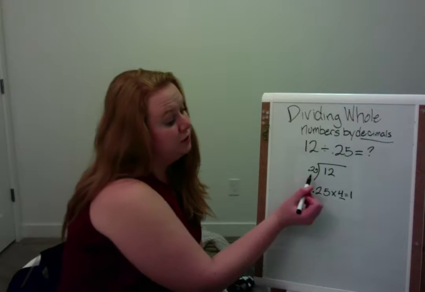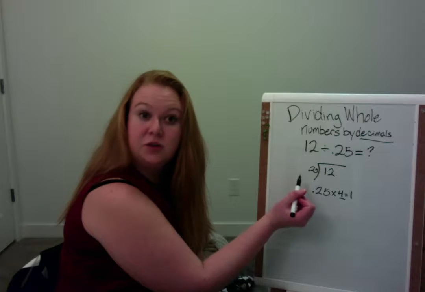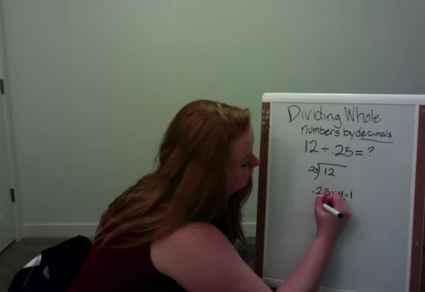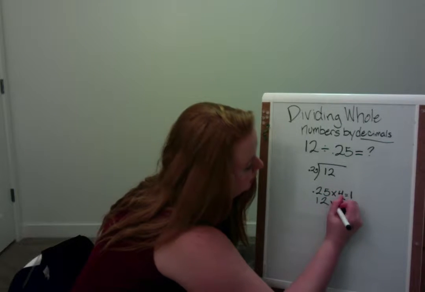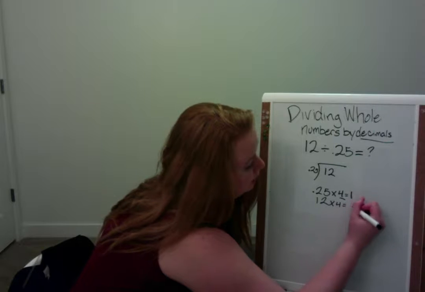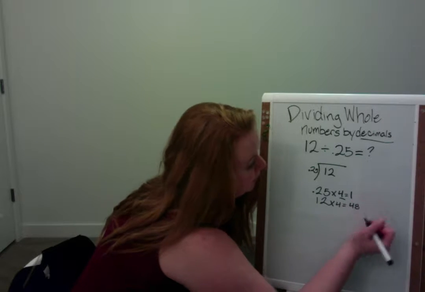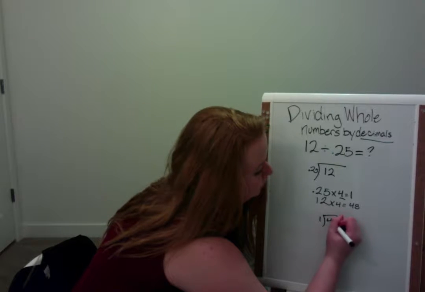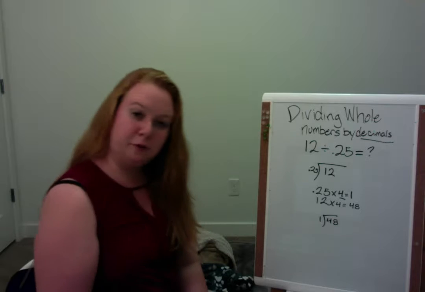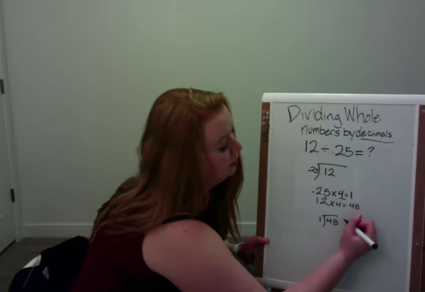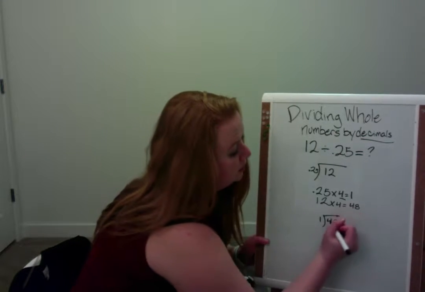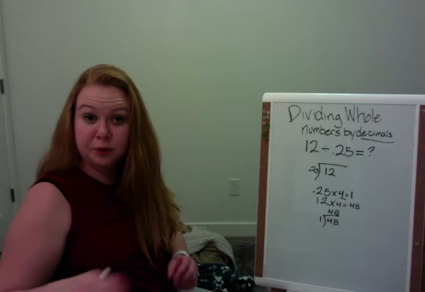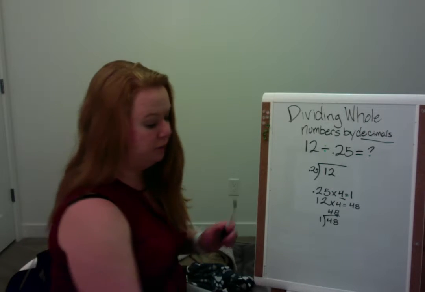Now, we can't just do something to one side of the problem. We have to do it to both sides of the equation. So we have to times 12 by 4 as well. So we do 12 times 4 equals 48. So we are left with 1 divided by 48, which is just 48. So that's a pretty easy problem, so let's move on to something a little bit more challenging.